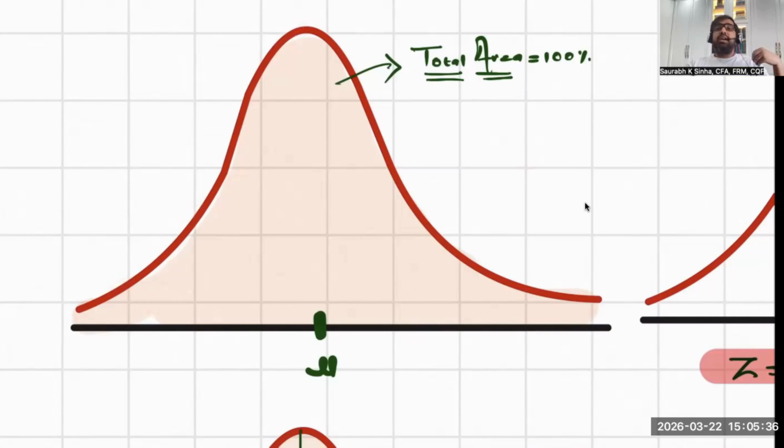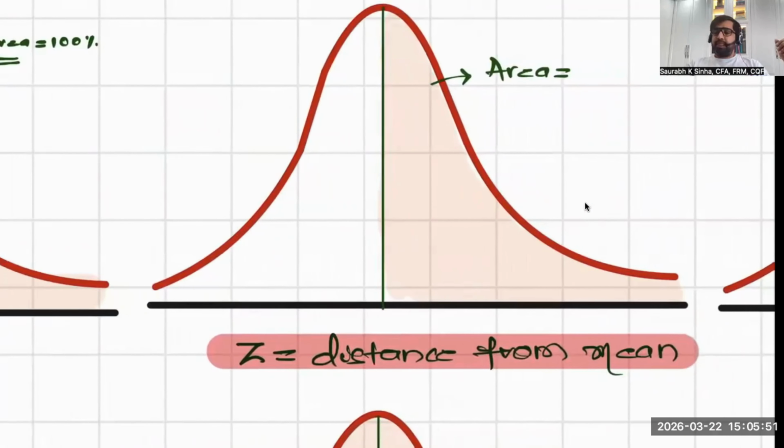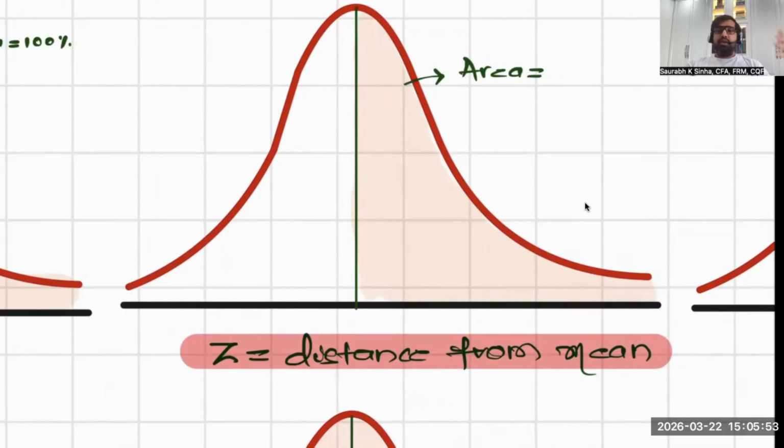So the total area under any continuous distribution, irrespective of whether it is normal, t, chi-square or F distribution, is going to be 100% or 1, because that refers to the total probability. Now, if this is normally distributed, we know that the normal distribution has a property that the skewness is zero, which also means that the left-hand section and the right-hand section are mirror images. If the left-hand and the right-hand sections are mirror images, then what would be this area?